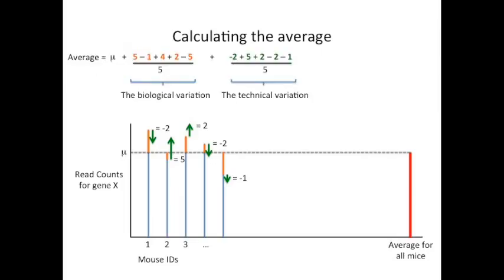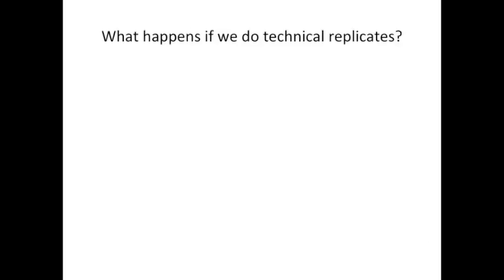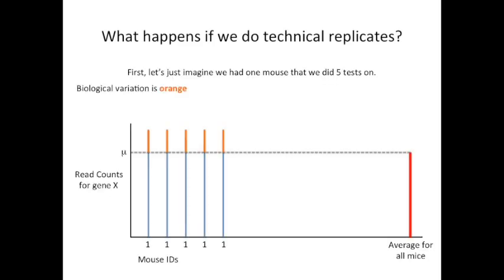Now we can break that average up into 3 fractions, one for mu, one for the biological variation, and one for the technical variation. And just like before, because the numerators contain both positive and negative numbers that cancel each other out, with more samples, these variation terms will go to 0. At long last, we're going to see what happens when we do technical replicates.